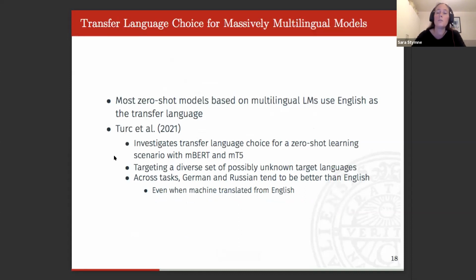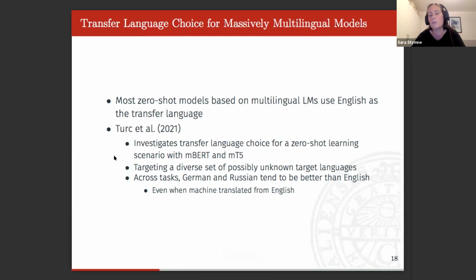These studies that I talked about, they were for the case where we just target a single language. But nowadays, of course, a lot of people use these different types of zero-shot models based on multilingual LLMs like mBERT. And in most cases, English is used as a transfer language. Of course, that's partially due to availability of data. But there is actually a recent study by Turc et al. which explored this in this setting as well, using mBERT and mT5.